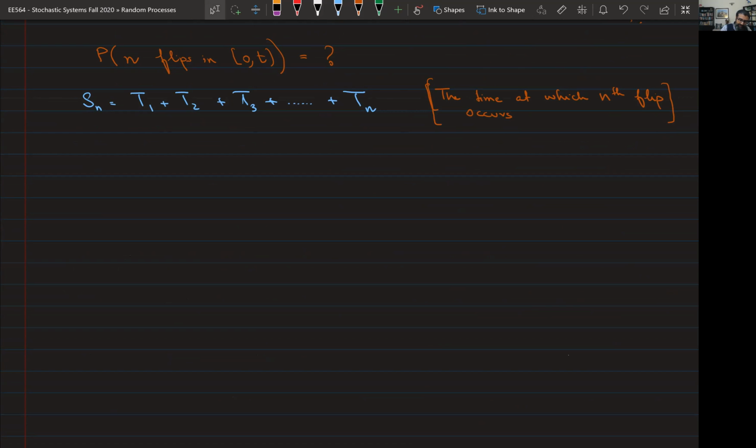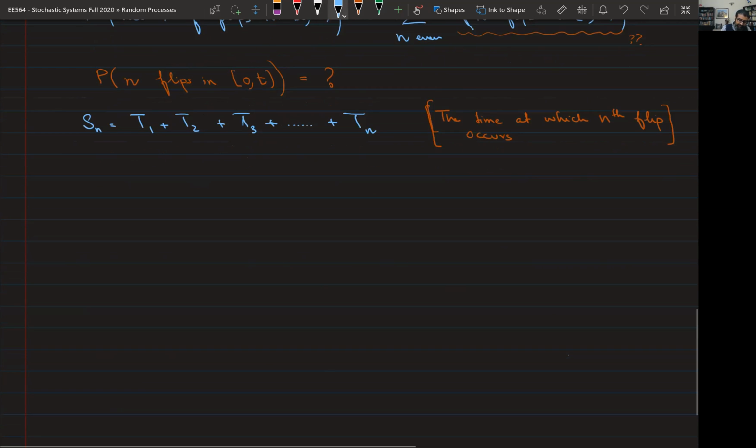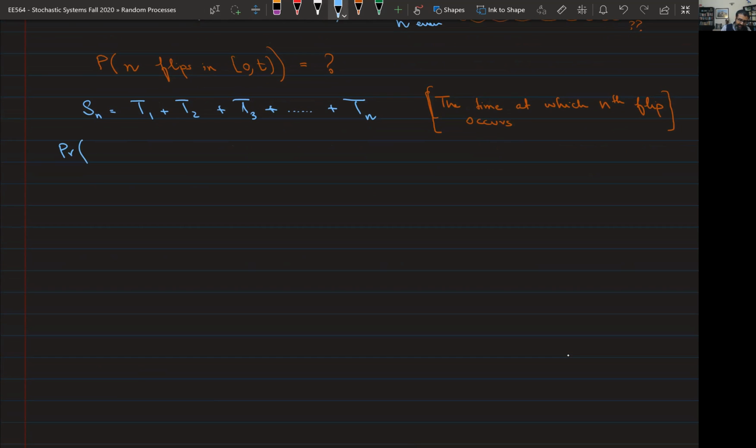So if I am given this new notation or new random variable, the probability that there are exactly n switches in the interval 0 to t, I claim that the probability, if there were only n flips between 0 and t, right? Can I describe that in terms of an event on Sn and something else? Mohsin? Sir, then t would have to be between Sn and Sn plus 1.